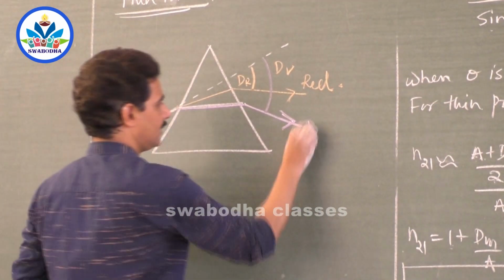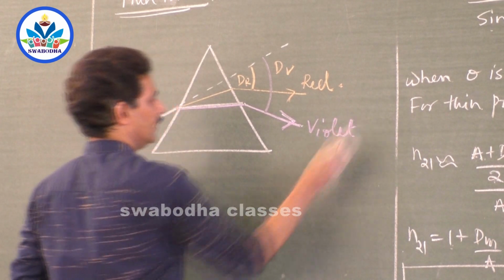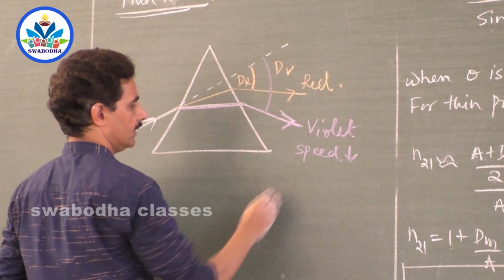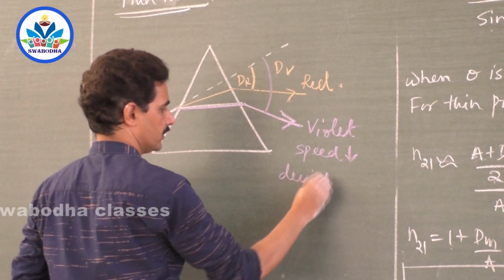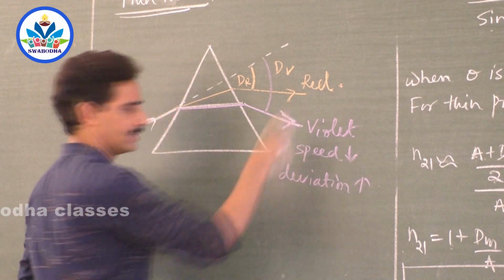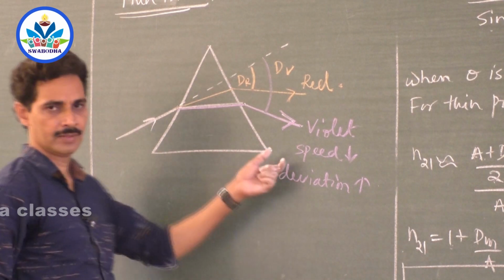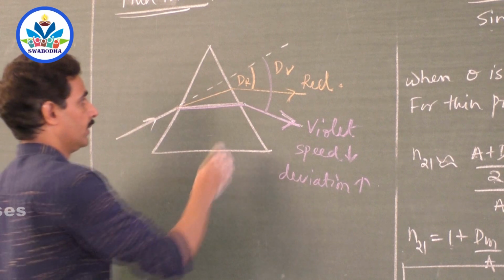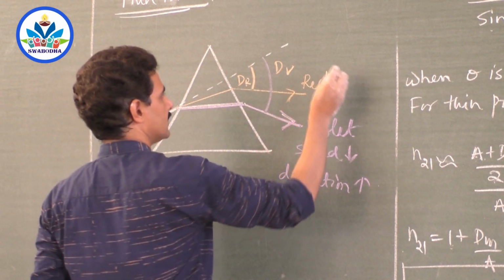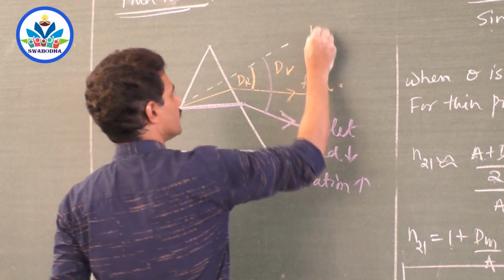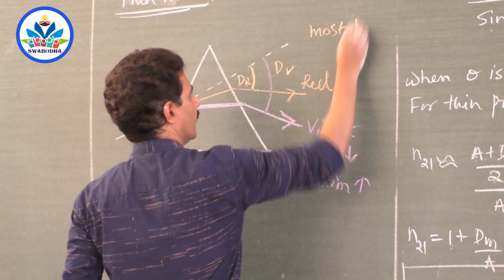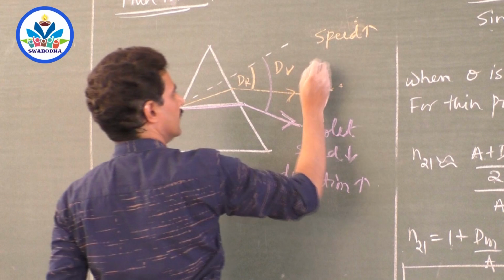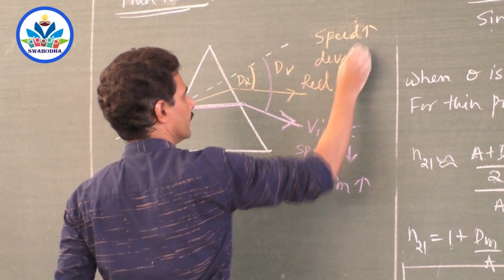So for violet, speed is least and deviation is most. I think you can see this, right? What is written in the violet color. Then what about this one? Red travels with the most speed. Of course, speed is most and the deviation is least.